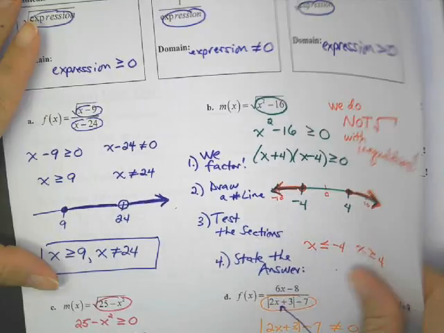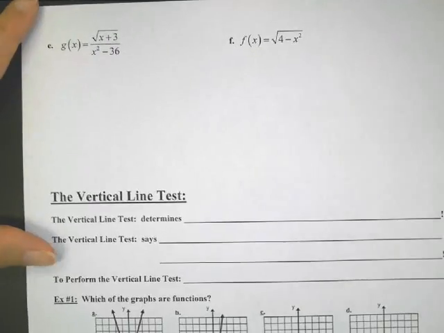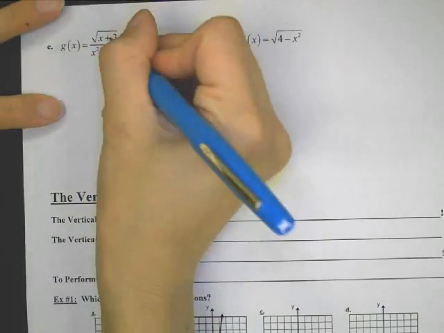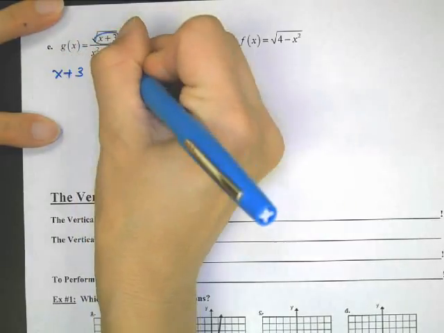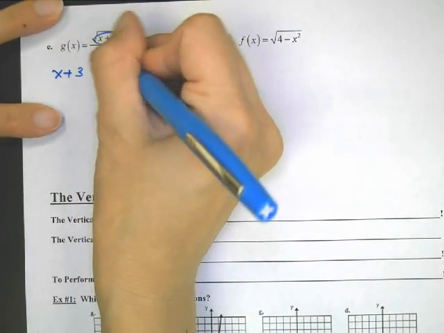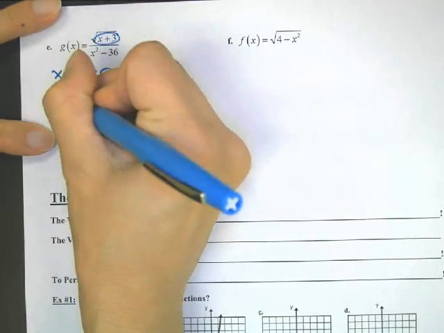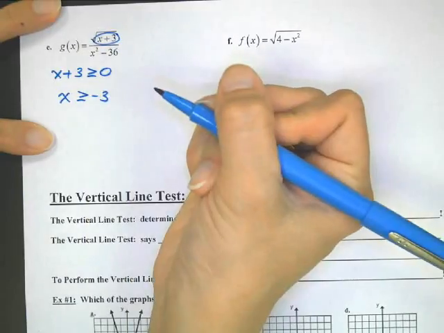Okay, let's see. I think we've got a couple more here. A couple more where there's two cases. Okay, so letter E. I see a radical. What's wrong with radicals? They don't like negatives. You could put 0 into that one. So greater than or equal to 0. X is greater than or equal to negative 3.